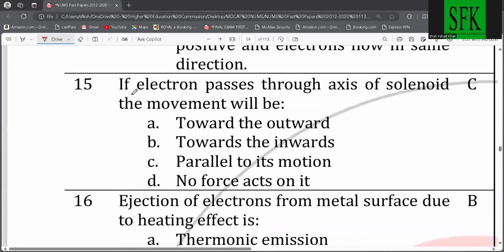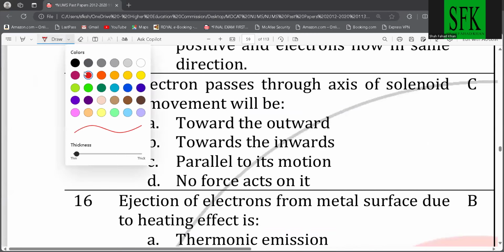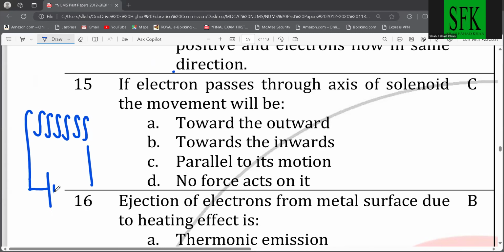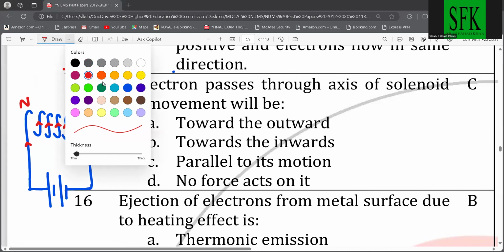Then, if an electron passes through the axis of a solenoid, the movement will be parallel to its motion, no force acts on it. Now it's moving through the axis of the solenoid. There is an important concept to be learned here. If you have a solenoid coil, and this is the current flowing through the solenoid, if you use the right hand rule over here, this is going to be the North Pole and this is going to be the South Pole.